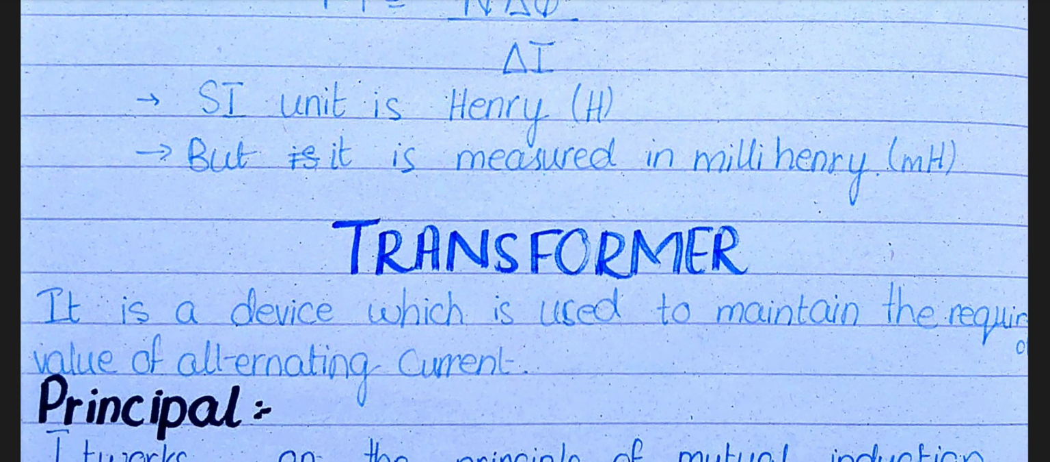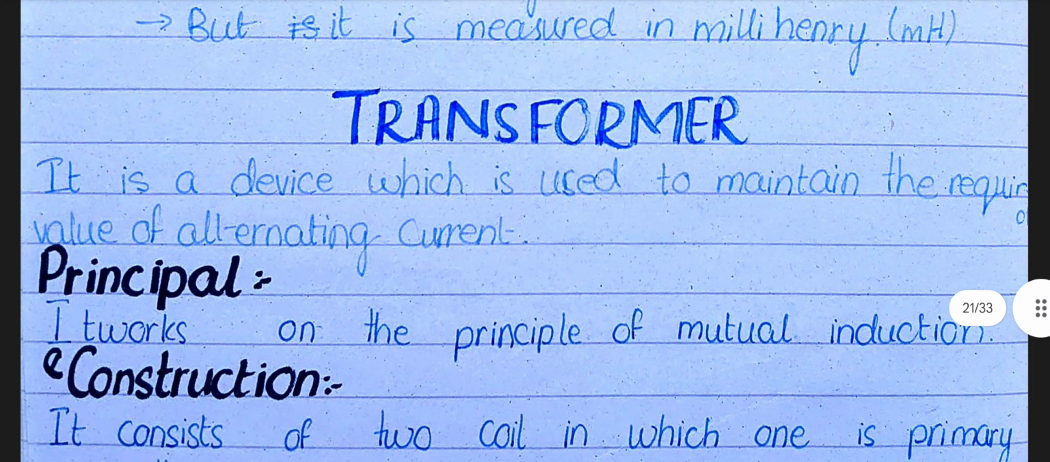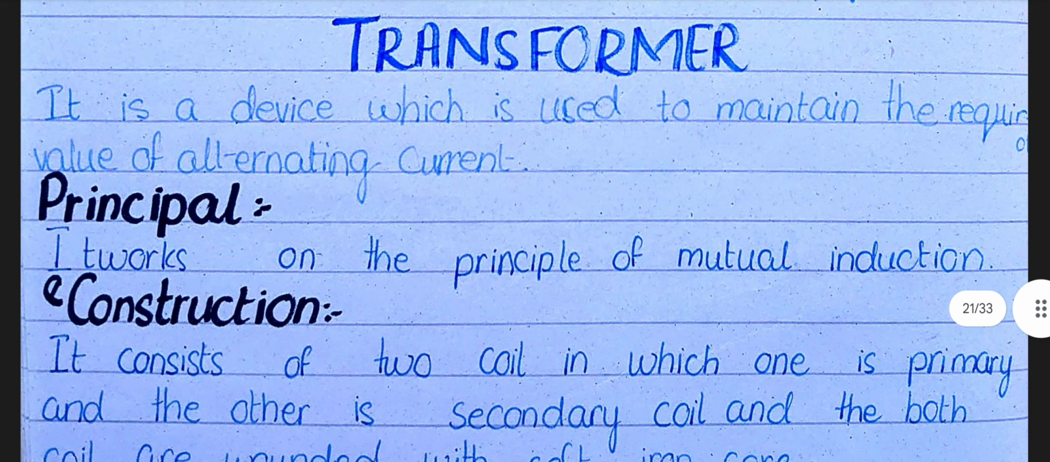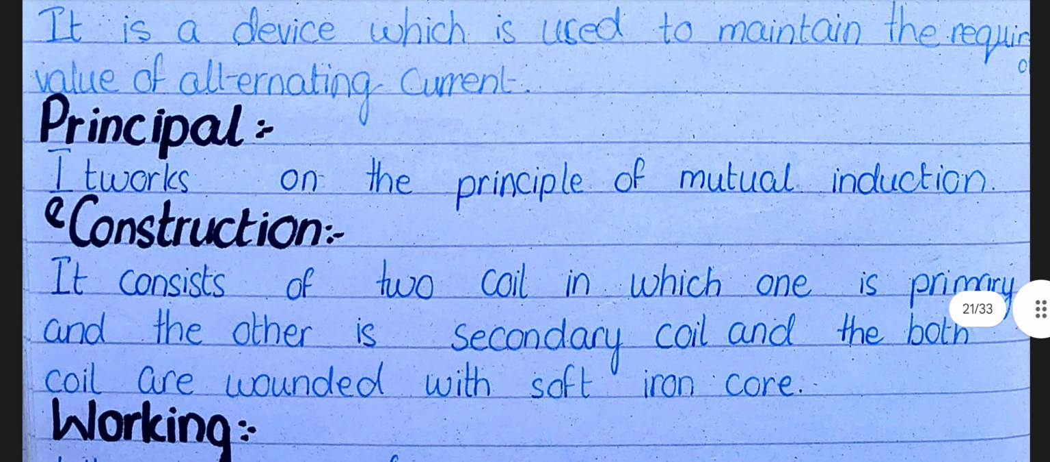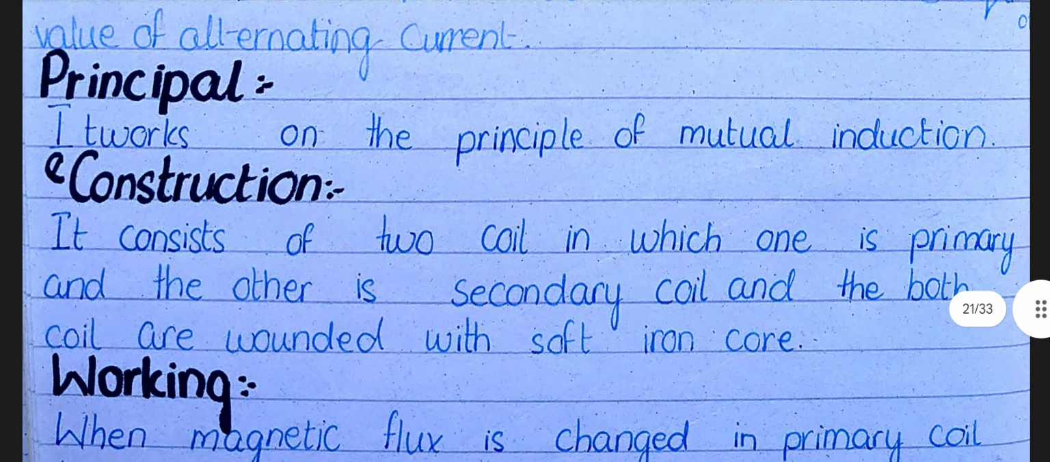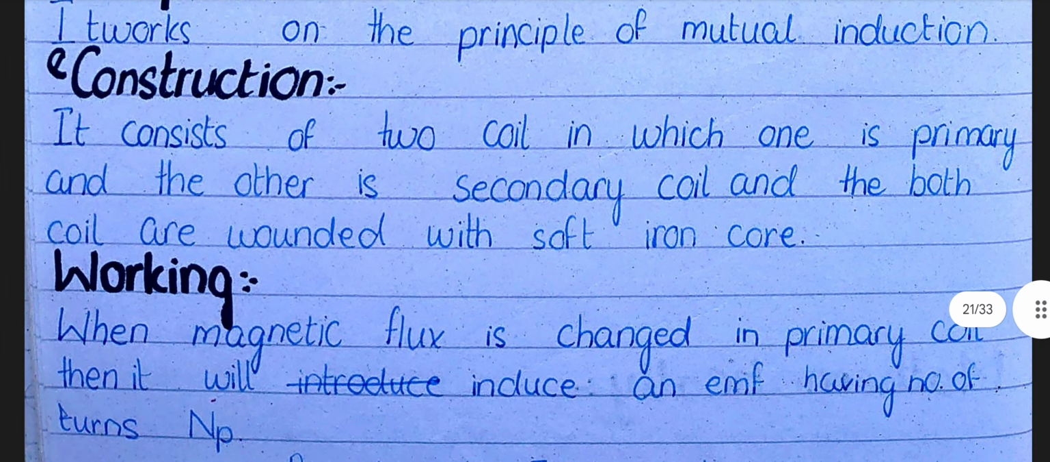Transformer. It is a device which is used to maintain the required value of alternating current. Principle. It works on the principle of mutual induction. Construction. It consists of two coils in which one is primary and the other coil is secondary coil, and both coils are wound on a soft iron core.